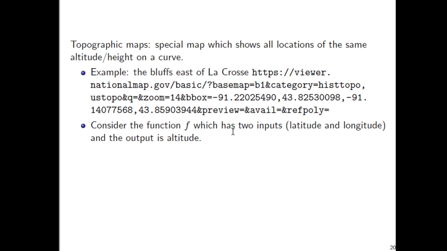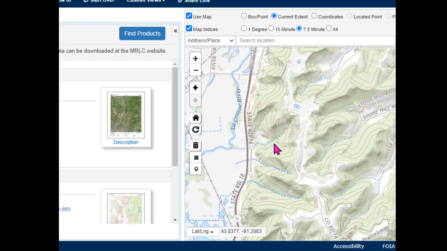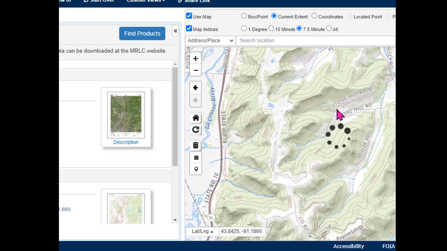Okay, so as we were explaining, we're considering really the function. There is a function which has two inputs, latitude and longitude, and the output is the altitude. And one of these curves on the topo map, like we saw with that 900, it's a level set. And so when you put all of those level sets together, as you saw in this picture, what you're getting is really a sense of what the terrain looks like, right?